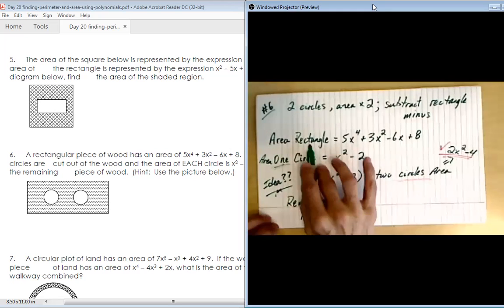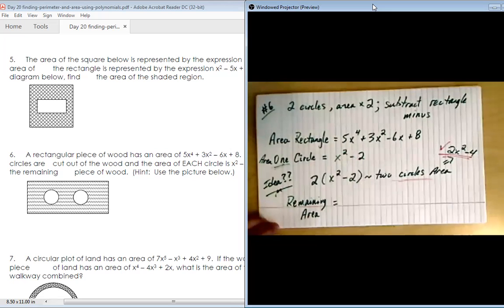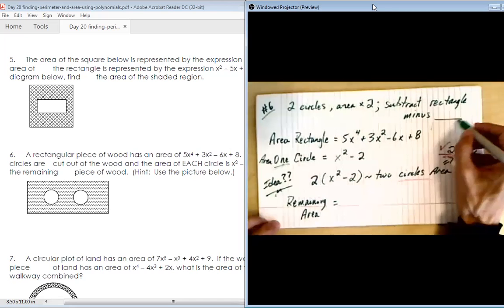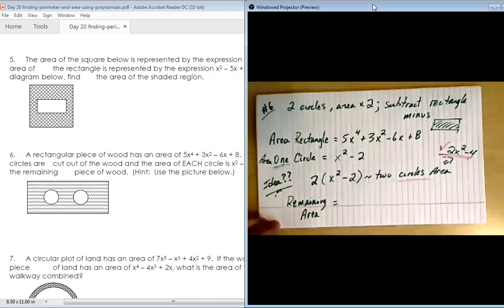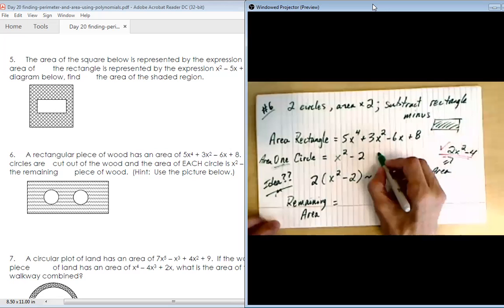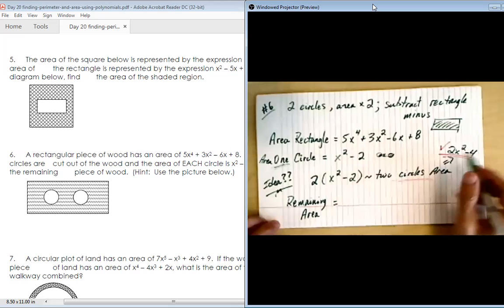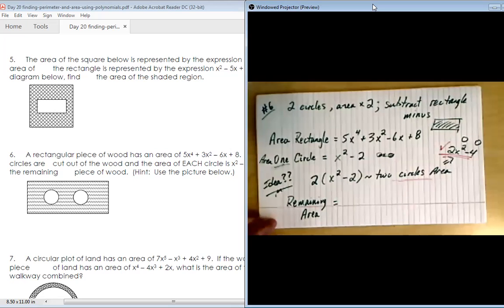Okay, we'll combine these for sure because they're related to one another, right? How are we going to combine them though? This is the area of the rectangle, so the full thing. It's the area of, oh, that's one circle. Two circles. All right, so how do those shapes all relate to one another? What can we do?